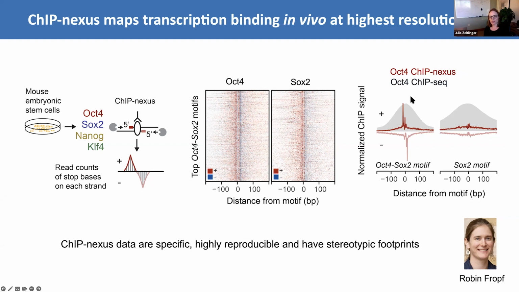We also found that the resolution is much higher than ChIP-seq, as shown here, and the specificity is also higher. For example, if we look at OCT4 binding to the SOX2 motif, we can see that the reads accumulate as they do in ChIP-seq, but we don't see these spiky footprints.